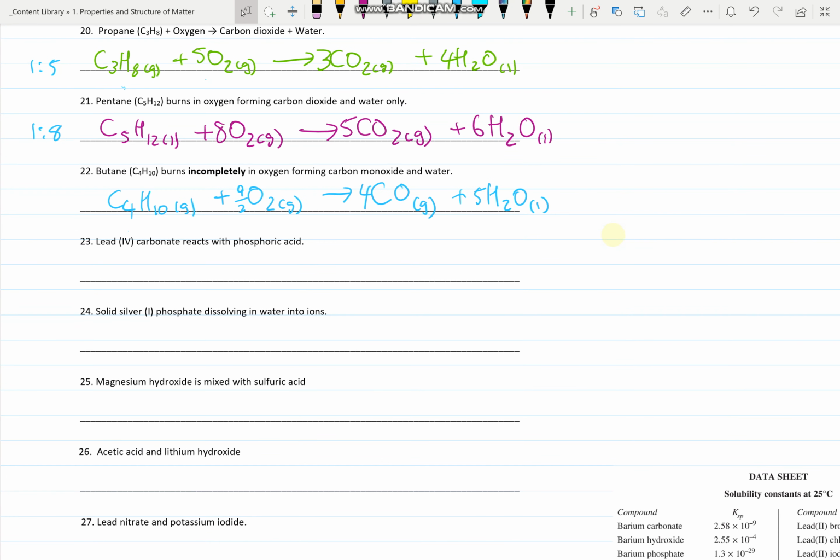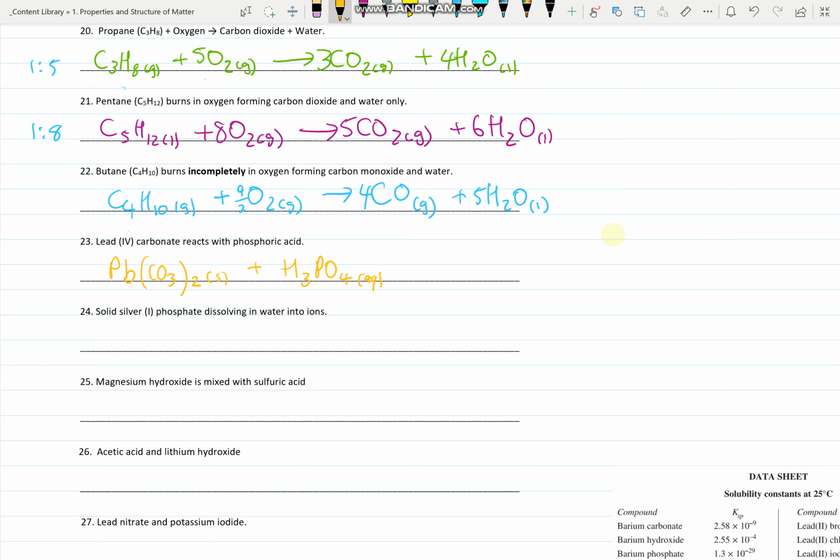Lead carbonate reacts with phosphoric acid. This is acid plus metal carbonate. So we go lead. Don't know why it's lead 4, not very common. We've dealt with this before. We're going to call that a solid. Phosphoric acid.